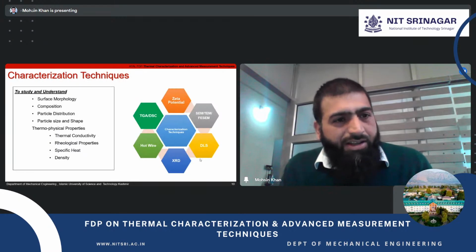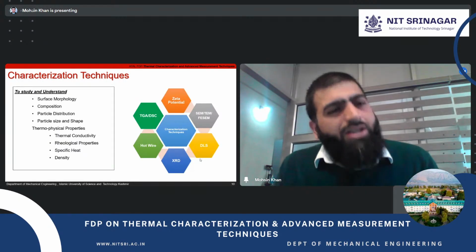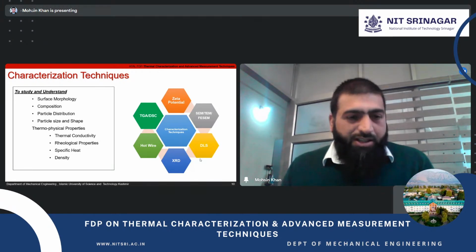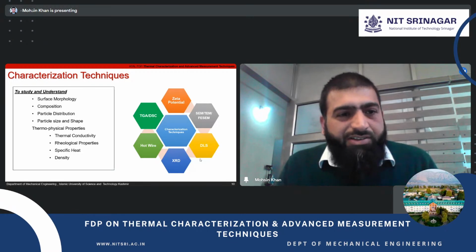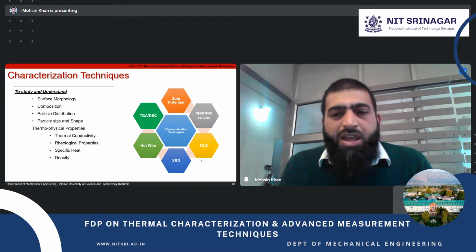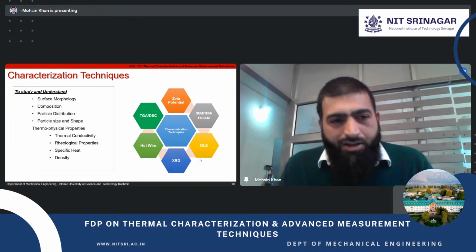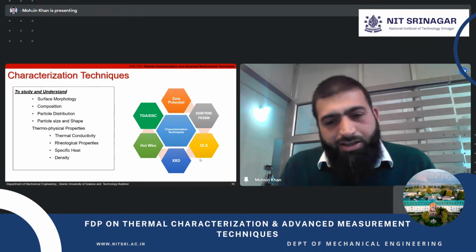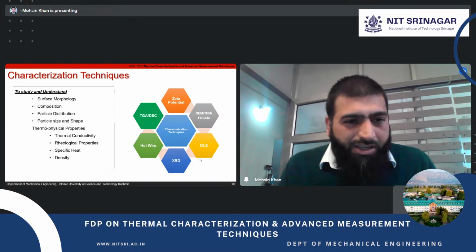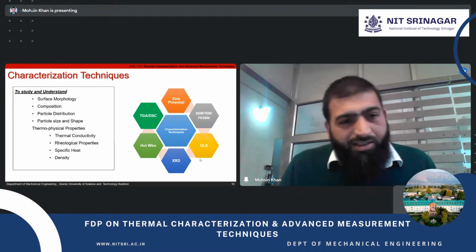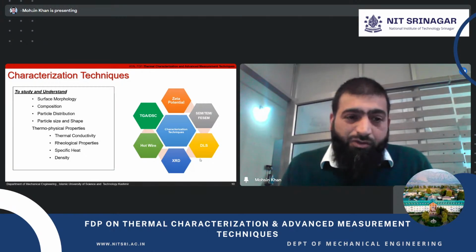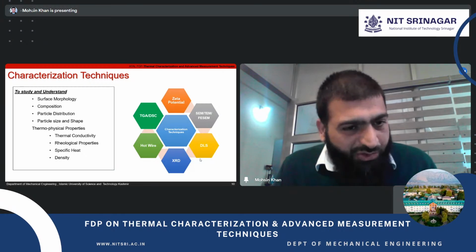So proceeding further with the characterization techniques, what are the properties that we need to understand and learn by means of these techniques? The first thing we need to understand is the surface morphology. Surface morphology is basically how the particles are distributed in a nanofluid. At times it undergoes certain chemical reactions, so we need to understand the composition, then the particle distribution: whether there is agglomeration, whether they are uniformly distributed.